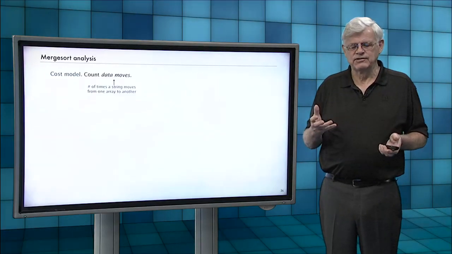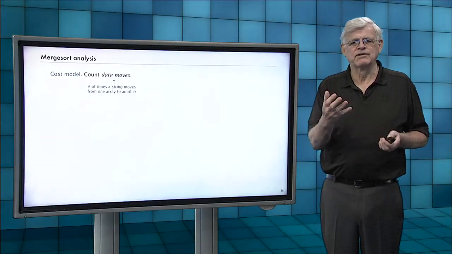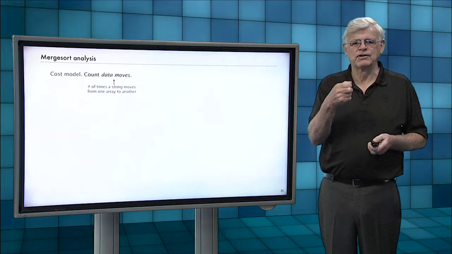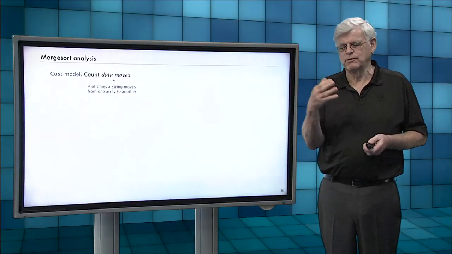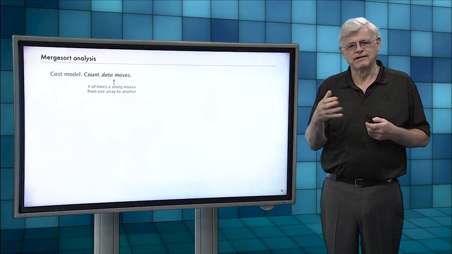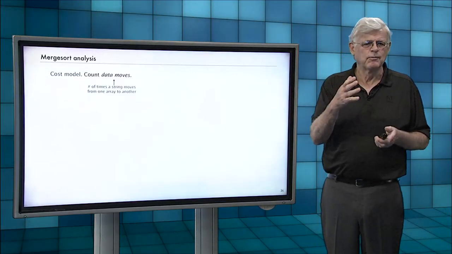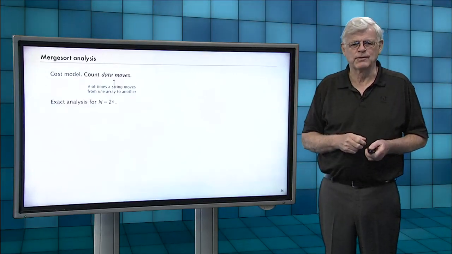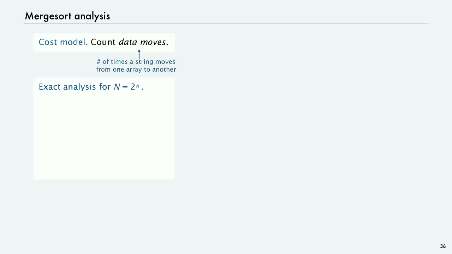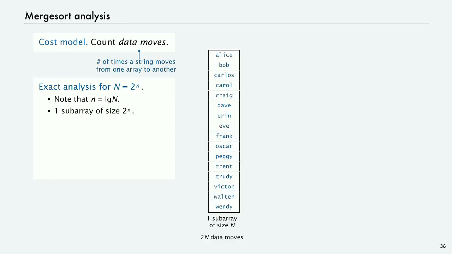Let's do the analysis. To make it even simpler, we'll count just the number of times a string moves from one array to the other. The comparisons are a little more complicated to analyze, but this is quite simple. And again, we'll do the analysis for when N is a power of 2 this time. That's now if big N equals 2 to the little n, then little n is exactly log base 2 of big N.